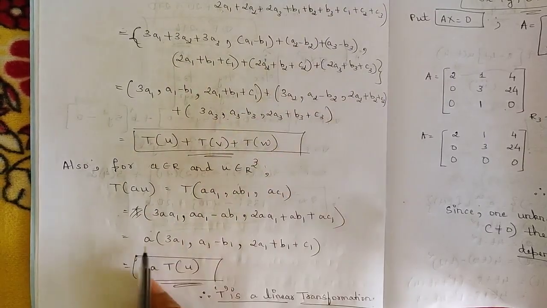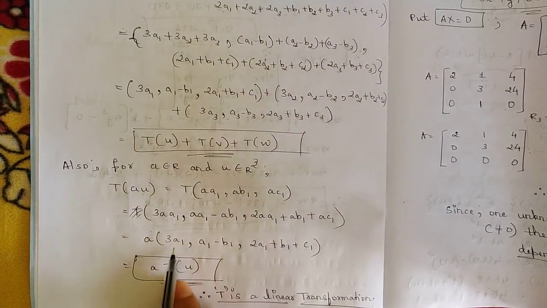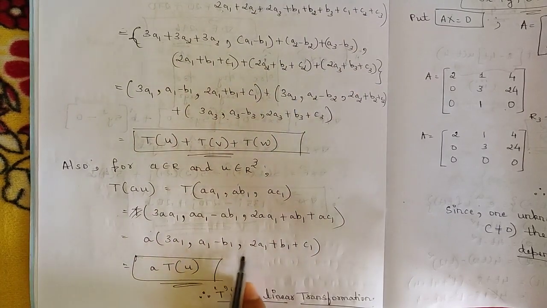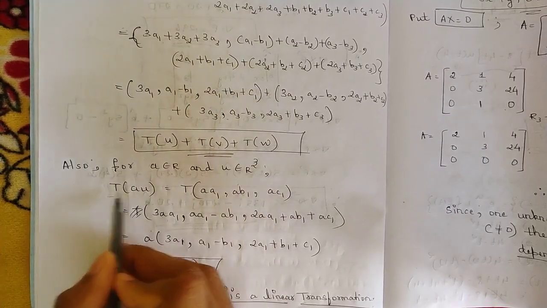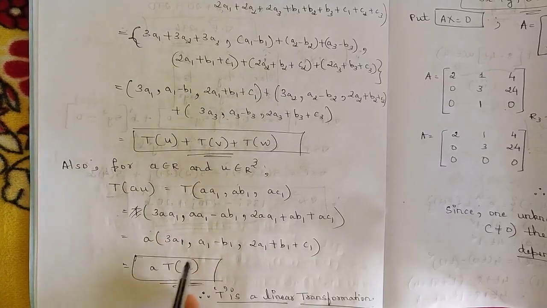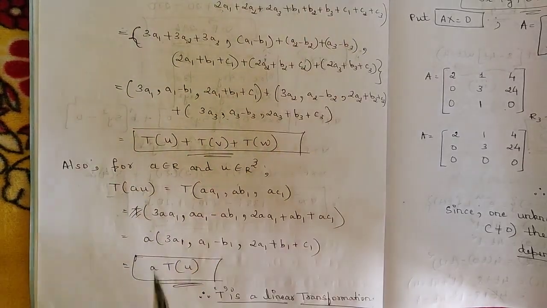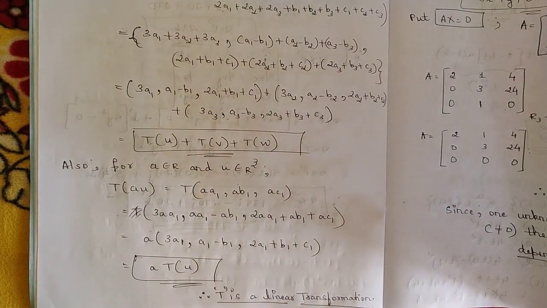So here A is common, take it outside and write the other terms left out, that is 3A1 comma A1 minus B1 comma 2A1 plus B1 plus C1. So this is nothing but T of U. Since this is the first, the first components represent the T of U, that's why A into T of U. So T of AU is equal to A into T of U, that also is satisfied. So these two things are satisfied, so directly write the final answer as, therefore T is a linear transformation. Hope it is clear, very easy, try to understand it and solve it. So that's all guys, note it down.